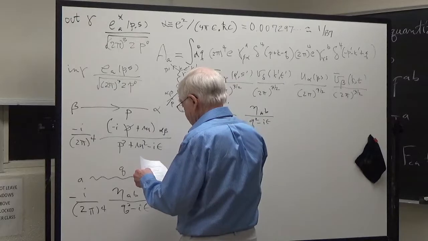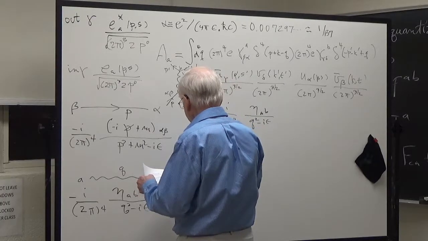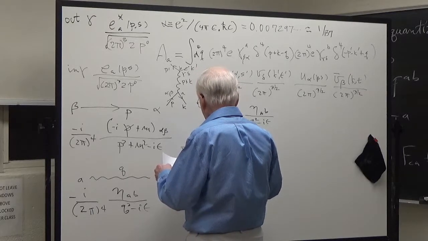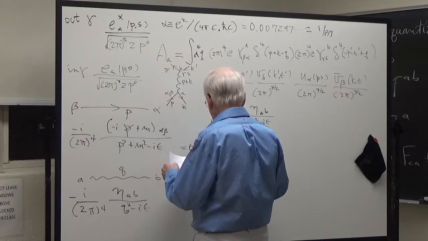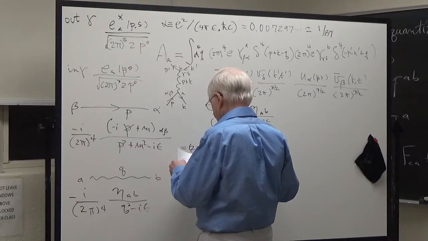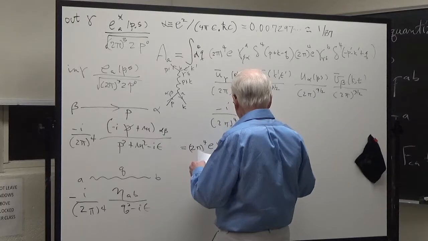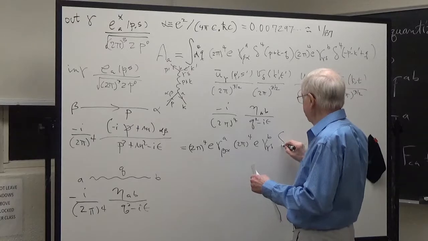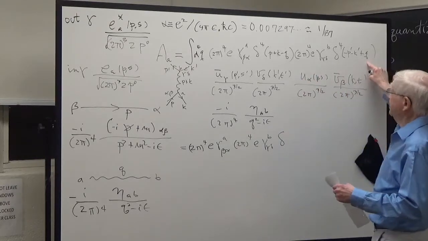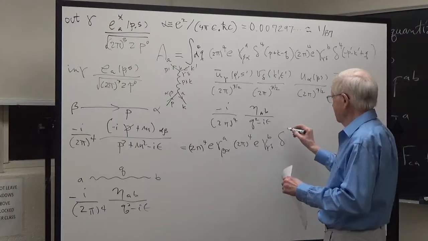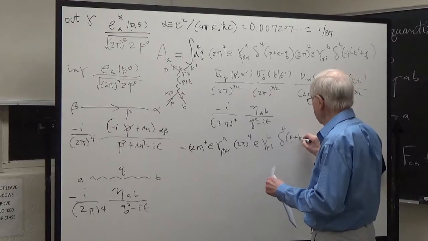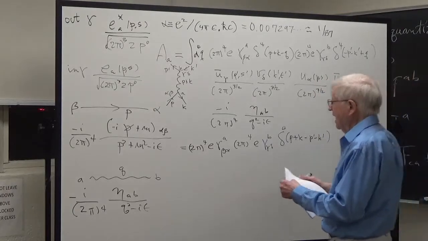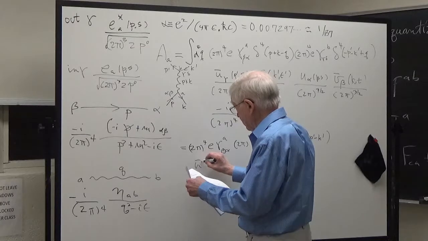and so what we get at that stage is (2π)^4 e γ^A_βα (2π)^4 e γ^B_γδ, and now we're left with simply q replaced by p plus k, so this is just conservation of energy and momentum.